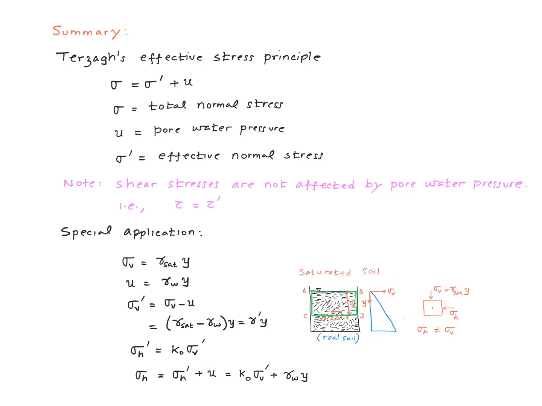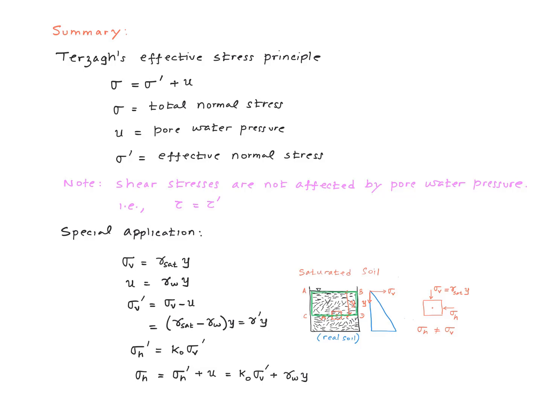If we are interested in calculating the horizontal normal stress at that point, this is what we need to do. We need to first calculate the horizontal effective stress, which is linked to sigma V prime through this equation, where K naught is the coefficient of earth pressure. Most of the time, this K naught is the coefficient of earth pressure at rest, okay? And it has a certain value. It's a property of the soil.